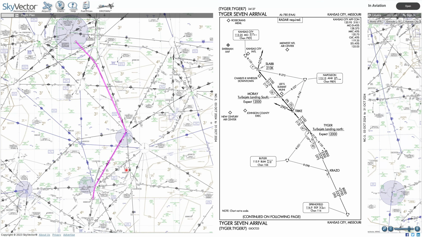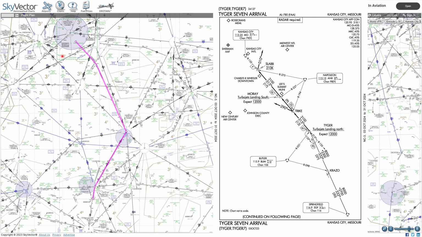Let's look at the second leg from Fayetteville up to Kansas City downtown. We'll assume that you filed via Victor Airway to Springfield and then filed the Tiger 7 arrival into Kansas City. What's designated by these blue dashed circles here? What about this solid blue circle up here?